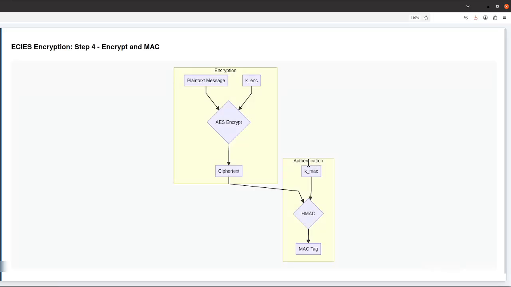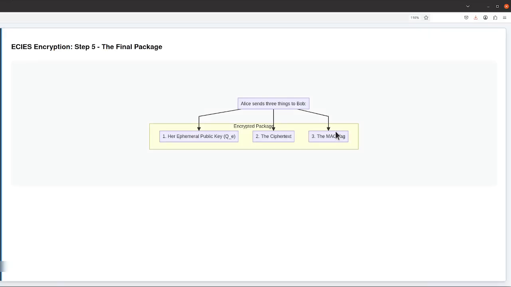Step 4: Encrypt and MAC. Now Alice has the keys for her delivery van. She uses the encryption key, K_ENC, with a fast symmetric cipher like AES to encrypt her plaintext message. The result is the ciphertext. Then, to ensure integrity, she uses the authentication key, K_MAC, with a function like HMAC to create a message authentication code, or tag, of the ciphertext. This tag will prove that the message hasn't been tampered with.